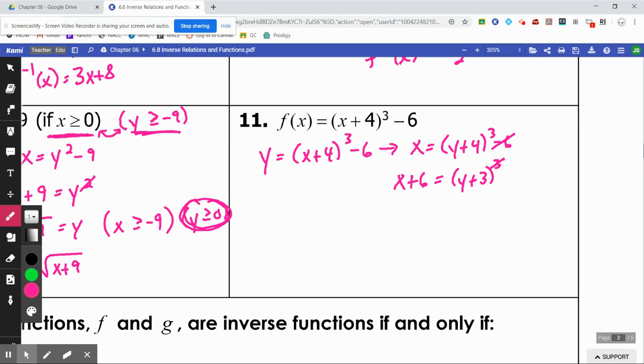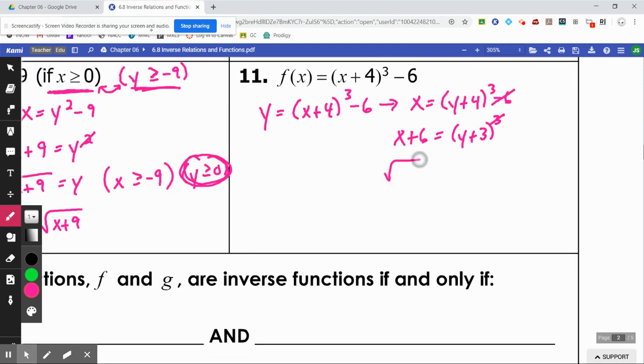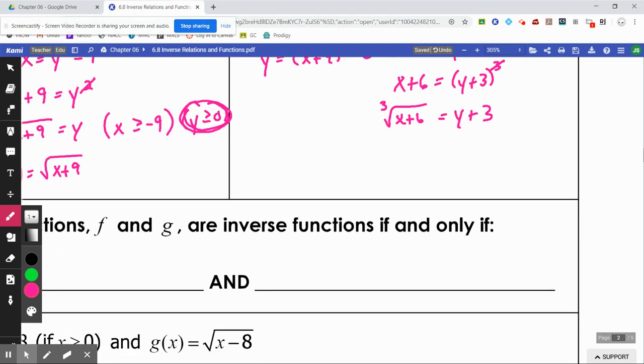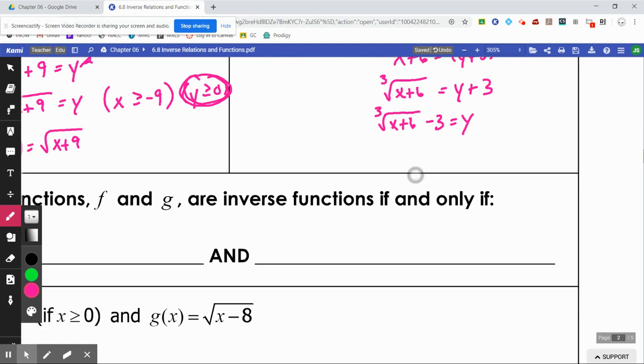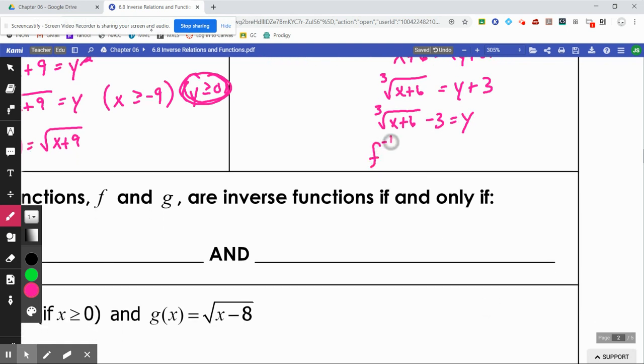To get rid of a third power, we're going to take the third root of x plus 6 equals y plus 4. And the last step, let's move that 4 over, and it gives you the cube root of x plus 6, minus 4, is equal to y. And now we can take out the y and replace it with f inverse is equal to the cube root of x plus 6, all minus 4.